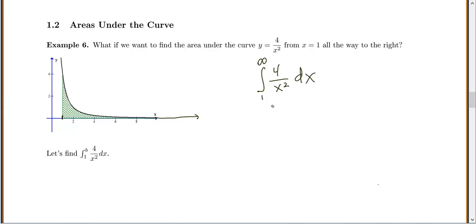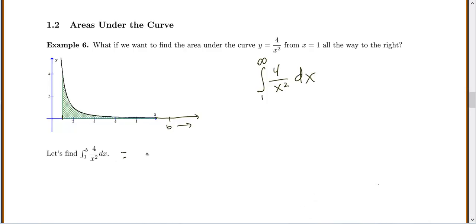So we don't know how to find this integral yet. So let's start with, instead of doing it to infinity, let's look at the integral from 1 to b of 4 over x squared dx. And we'll just say, here's b, and then we can kind of keep moving that b further and further along until we get closer and closer to infinity. But first, let's find the integral.